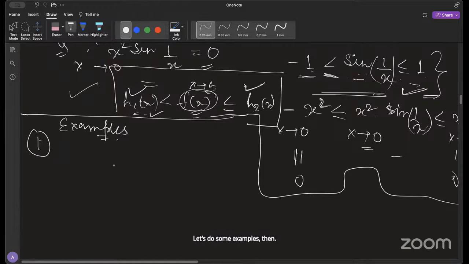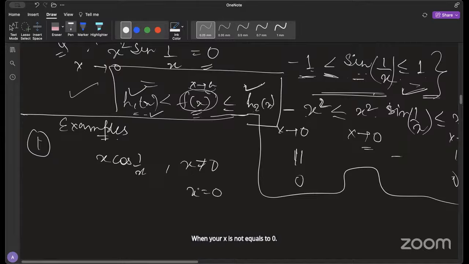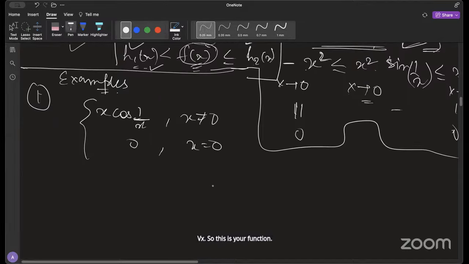On continuity. So the first, let's take this one. x cos 1 by x when your x is not equal to 0, and when your x is equal to 0, let's take this to be 0. So this is your function. And you need to find the continuity at 0, obviously. Everywhere else it's continuous. You just need to find at 0. So first we find the limit of this thing, right? This is x and cos 1 by x.